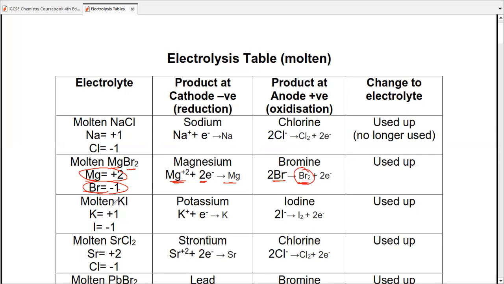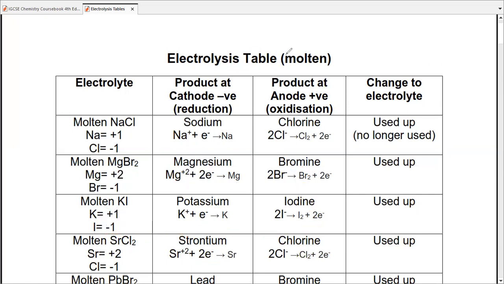So moving on, KI, potassium iodide, is also a good example. So we get potassium at cathode, iodine at anode. Both the charges are +1 and -1. So it's pretty easy to solve. Next up is strontium chloride. So Sr, or strontium, goes to cathode and chlorine goes to anode. With a similar set of equations, it should be easy.